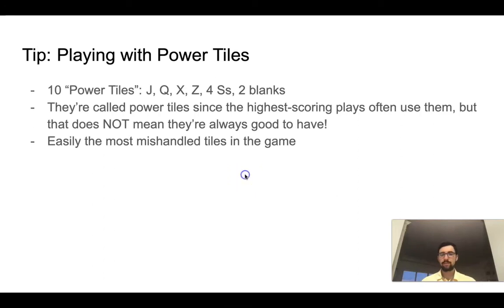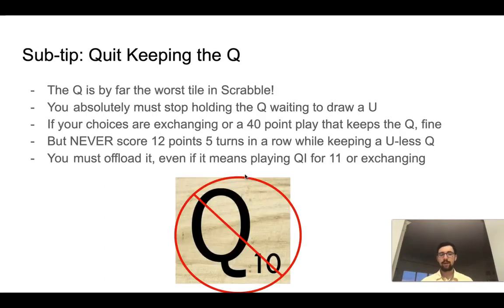The first tile I want to address is the Q. And the Q is a very bad tile. In fact, it's by far the worst tile in Scrabble. I cannot stress that enough. And that's even more so the case if you have it without a U. You absolutely have to stop holding onto the Q for multiple turns in a row waiting to draw a U. This is something I see very, very often in new and beginner players, and it's something that really is going to hamper your ability to score a lot of points in the long term.